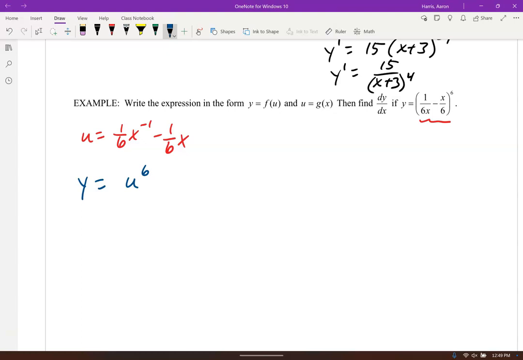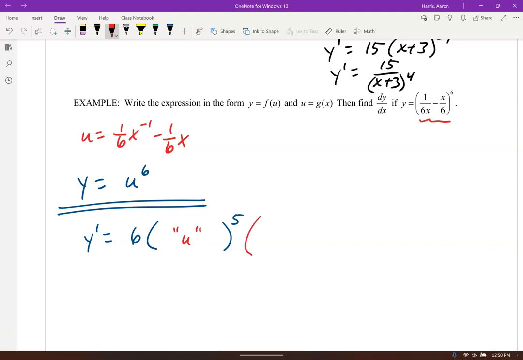And so when we take the derivative, it would be 6u to the 5th, right? And this is my u to the 5th. Remember, I got to replace that. And then I got to take the derivative of u, right? In other words, that right there is the f prime g of x. Now I got to take g prime of x. So I got to take the derivative of this right there.